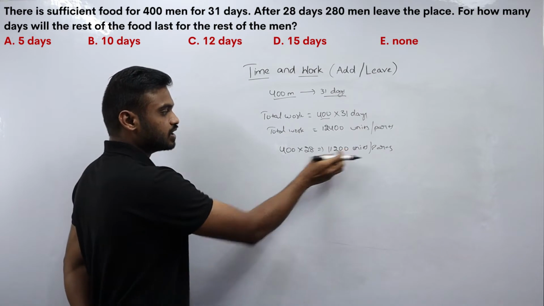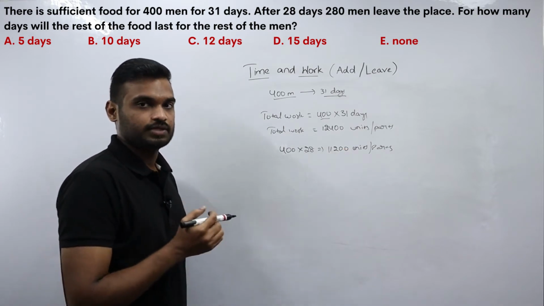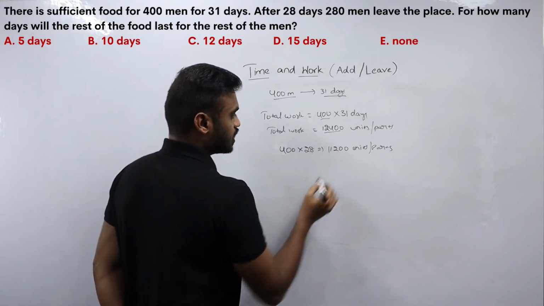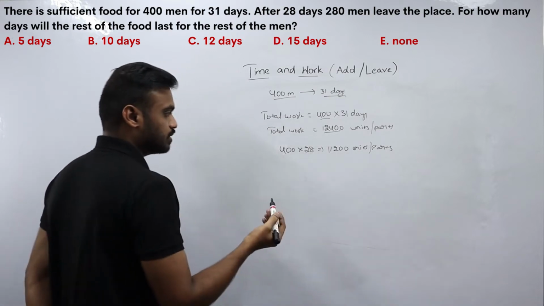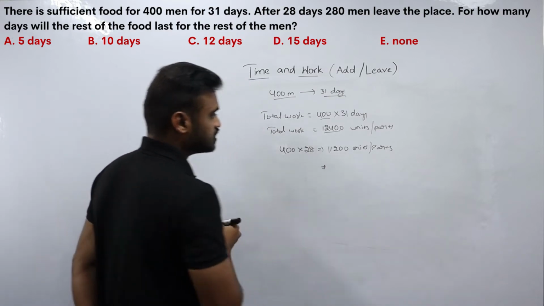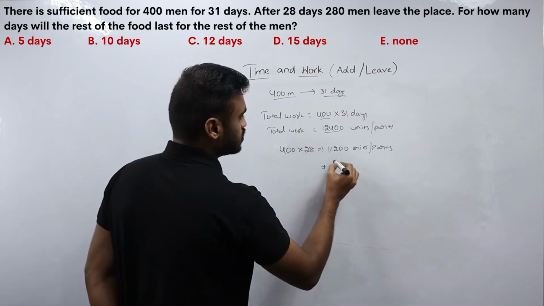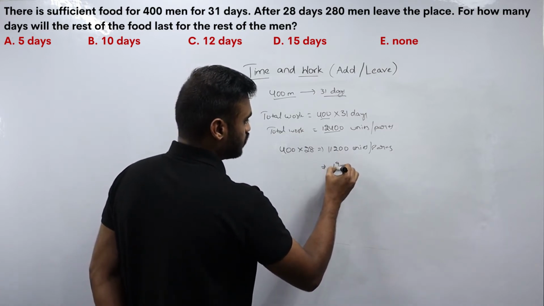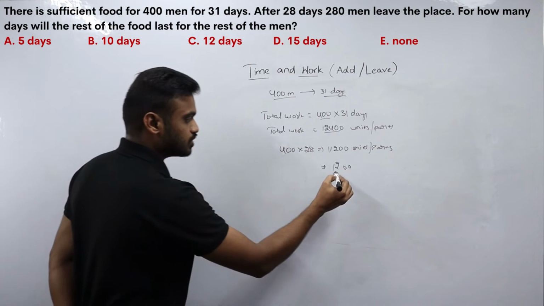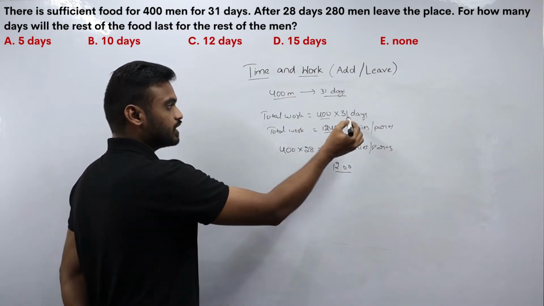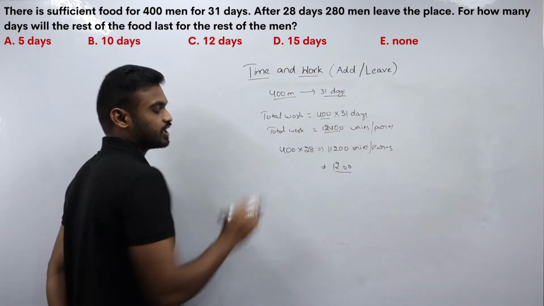So for 28 days, 11,200 units are already completed. So out of 12,400, 11,200 units are already completed. So what is the work that is left over? 1,200 units are left over after 28 days of food being eaten by 400 men.